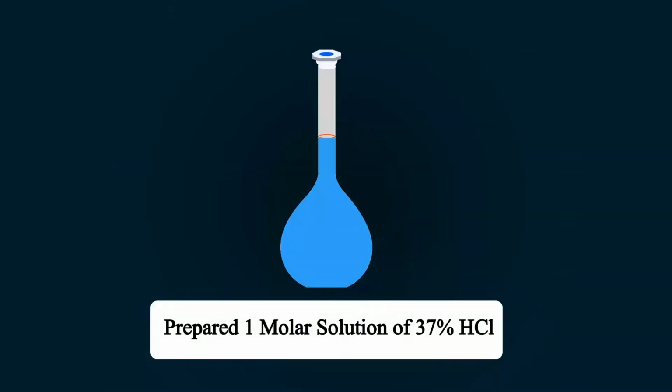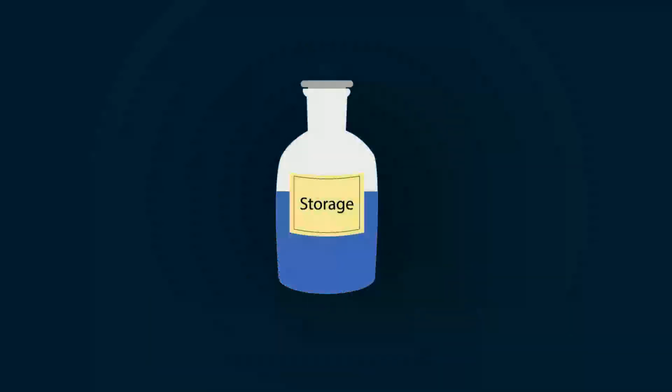Now you have successfully prepared 1 molar solution of 37% HCl. You can store it in any bottle you want.